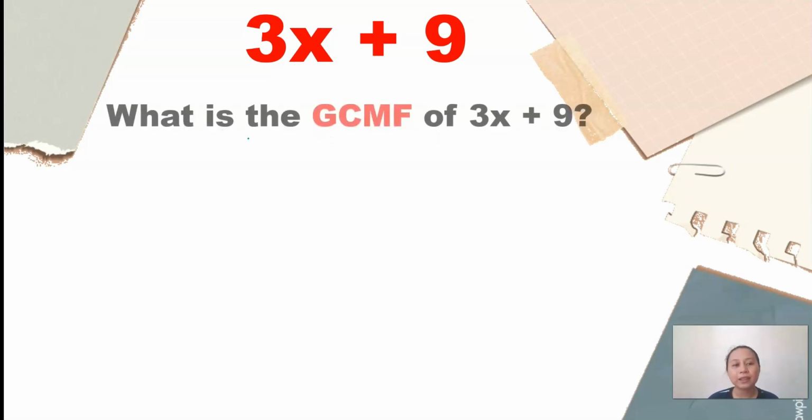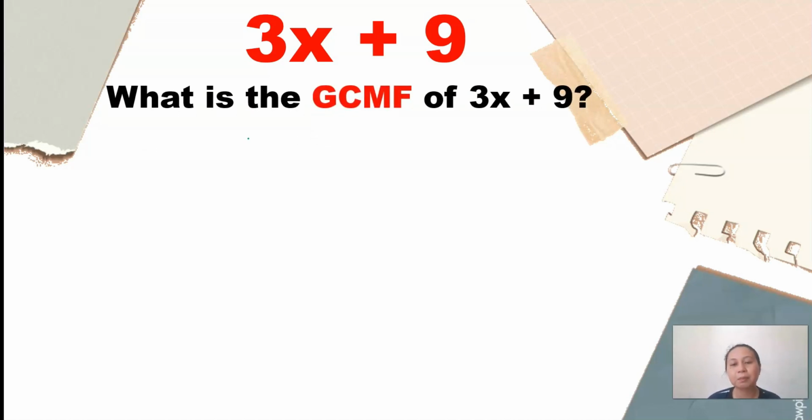First, let's find the GCMF of 3x plus 9. Look at the numerical coefficients. GCF of 3 and 9 is 3. And since the other one doesn't have a variable, the GCF would just be 3.